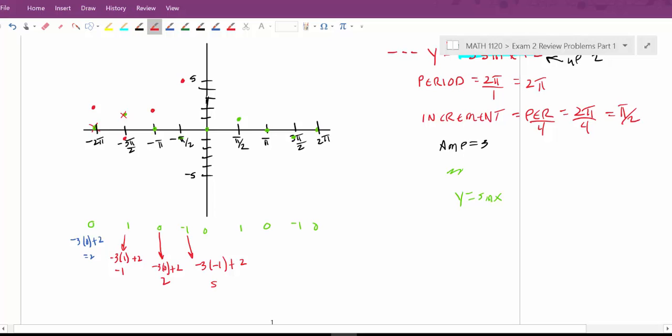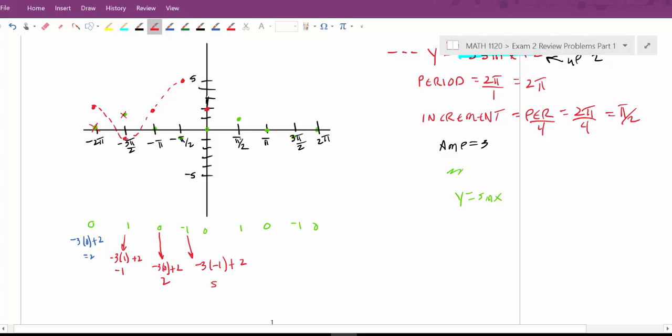So what's happening is this stretches to negative 3 because of the amplitude, then it reflects, then it goes up 2. Just think of it as stretching to the amplitude of 3, reflecting, and then going up 2. Now that's enough points that you can see where the min, max, and midpoint are. For the rest of them, you just predict where they're going to go. This one's going to go to 2.